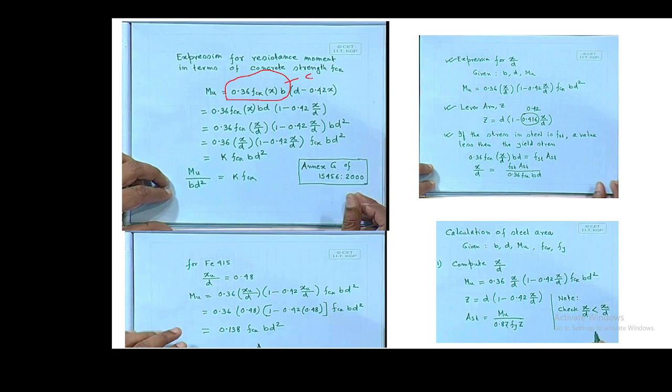As I said, 0.416 can be approximated to 0.42, which is written here, and by solving this we'll get the equation like this, which can be approximated by K into FCK into BD. Here also it is a K value. This K value is given in Annexure G of IS 456:2000, which again depends on the grade of steel.